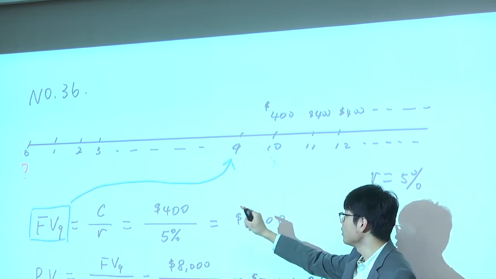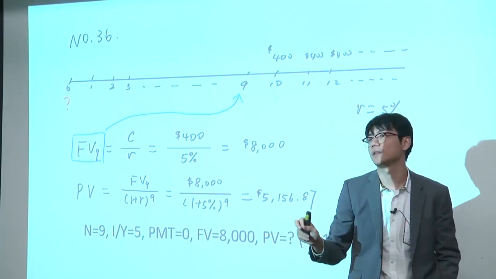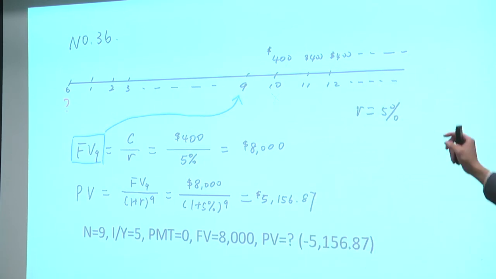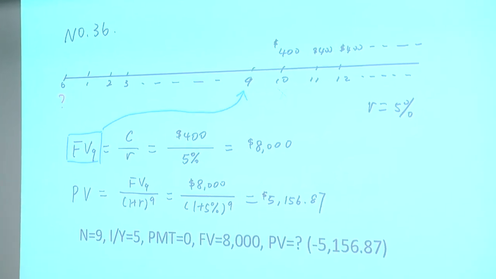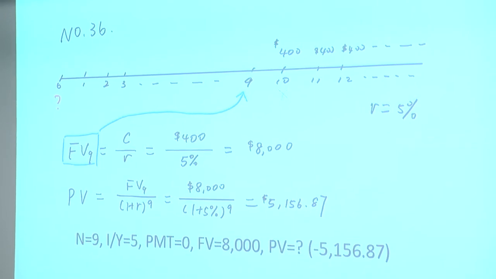Sorry. It's in the 9th year. So for that to be in the 9th year, we need to discount another 9 years to find the value of this perpetuity. So that value is $5,156.87. That value sits in the present. But the 8,000 sits in the 9th year.